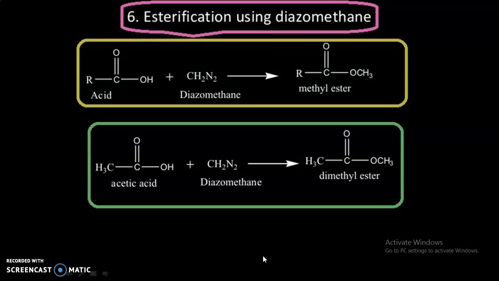Next reaction is esterification using diazomethane. When acid is treated with diazomethane, it forms the corresponding ester of that acid. The CH2 molecule attaches here and methyl ester is formed. Acetic acid and diazomethane react with each other and methyl ester is formed.